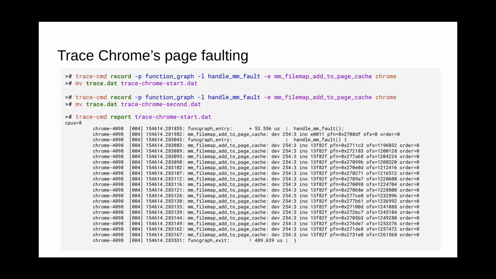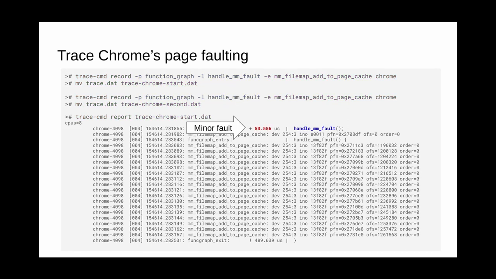To give you an idea of what it looks like, I did trace command report on the trace.dat file, and this is the output. You'll notice there was first a minor fault, which means that it took a fault, but the actual executable was in the page cache. So all I had to do was basically update the page tables and then continue. And that only took 53 microseconds to do the fault.